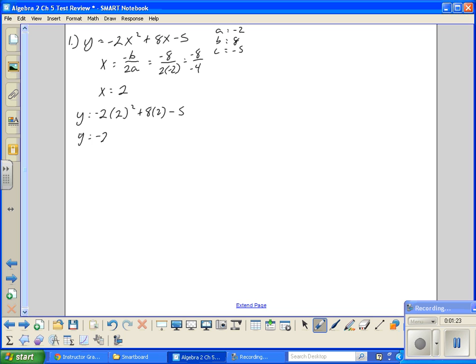So that's going to be negative 2 times 2 squared, which is 4, plus 8 times 2 is 16, minus 5. So y equals negative 8 plus 16 minus 5. And add those together. Negative 8 plus 16 is 8. Minus 5 is 3. So that gives us that our vertex is the point 2, 3.